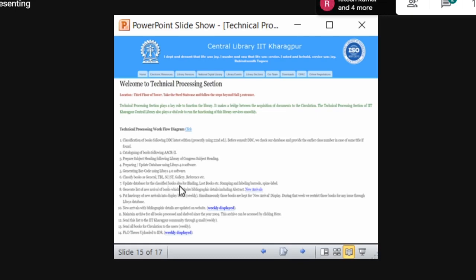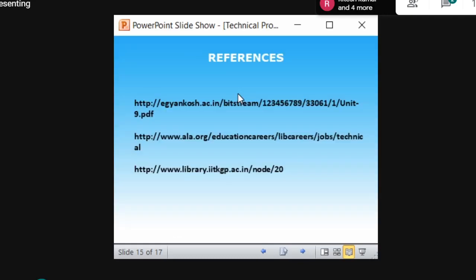They generate lists of new arrivals. And finally, they upload PhD theses in the repository. So these are the works carried out by the technical section in IIT Kharagpur Library. I want to show this example because you must understand how the libraries in a top institution, and this particular section, work. So this is all about the technical section.